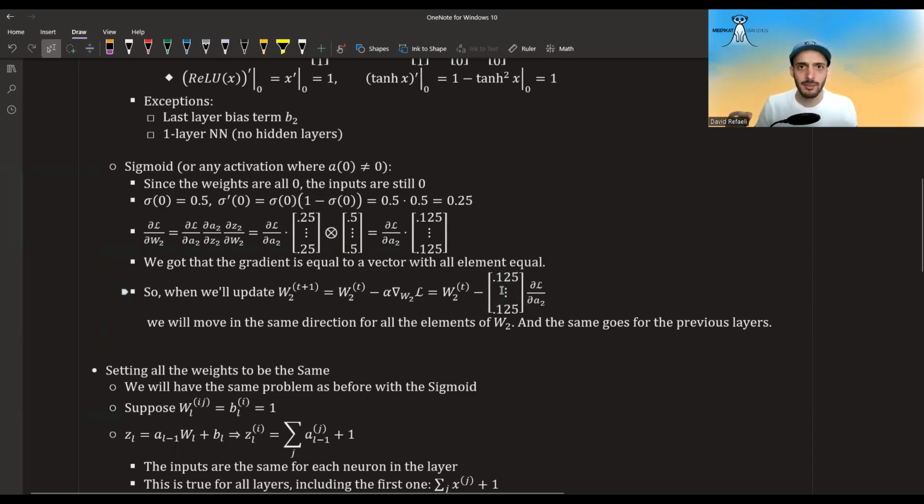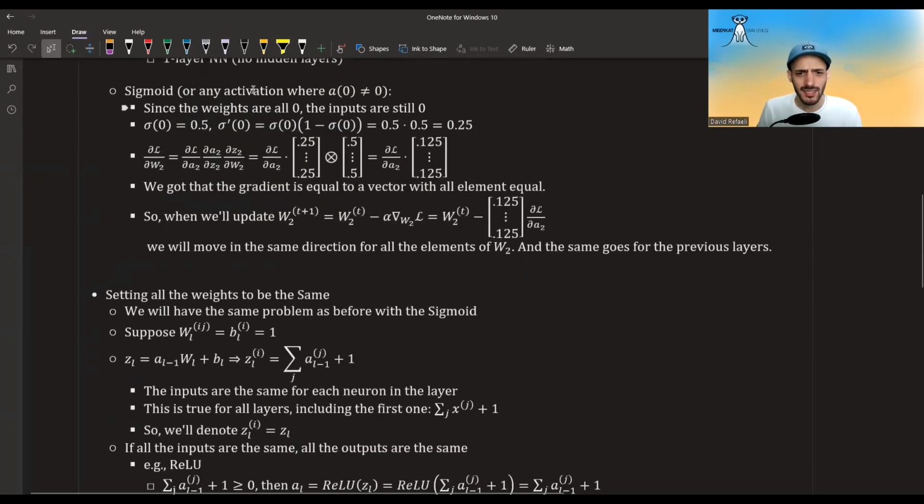So it won't be able to have different elements. All the elements in this vector will move to the same place. So this is a very harsh restriction. The optimal W2 is probably not going to have all of its elements equal. So this is the problem with sigmoid, and this is a very similar problem.